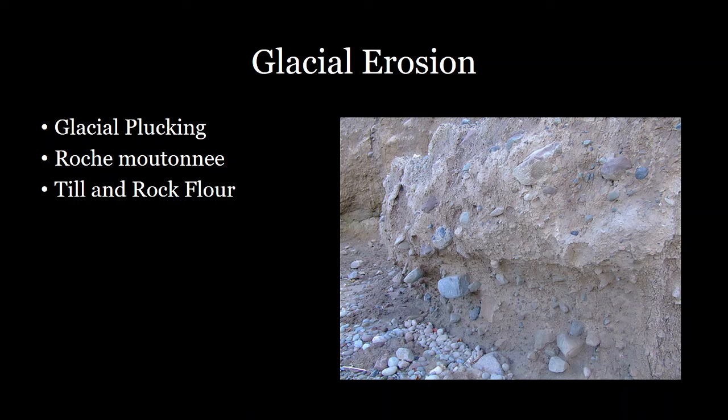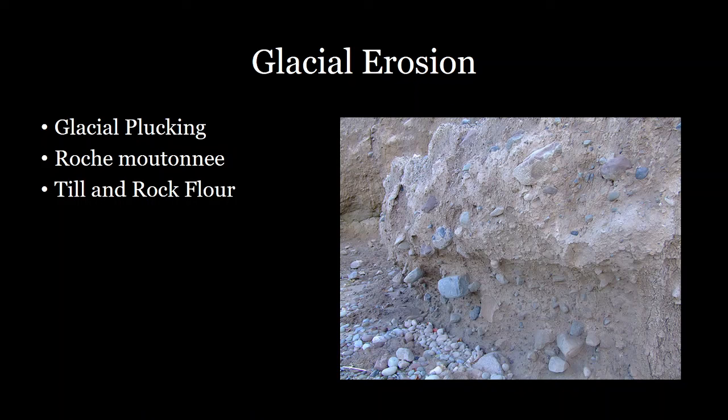So glaciers produce a whole lot of rocky material and sediment, and the sediment that results from glacial erosion is known as till. The till tends to be very poorly sorted. A glacier doesn't really care how big a rock is. It's going to be able to transport it no matter what.